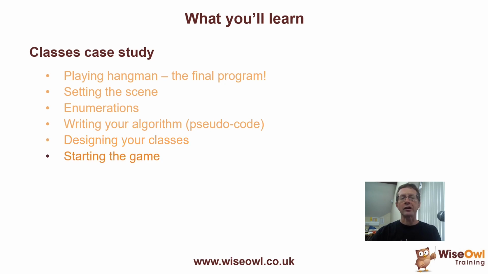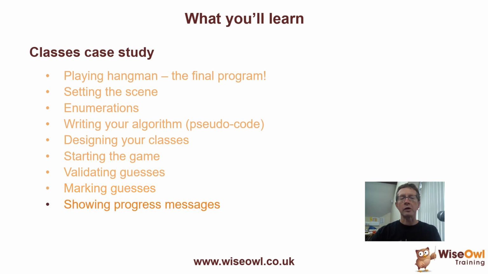Then we'll start writing the program. So we'll start the game. You'll validate your guesses to make sure users have typed in correct, sensible letters, and then see whether the guesses are actually correct or not by marking them, whether they exist in the hangman word. We'll show a progress message on screen so the user can see how far they've gone and how far they have still to go and how many guesses they have left too. And then we'll test for whether the game's actually been won or lost each time around the loop.